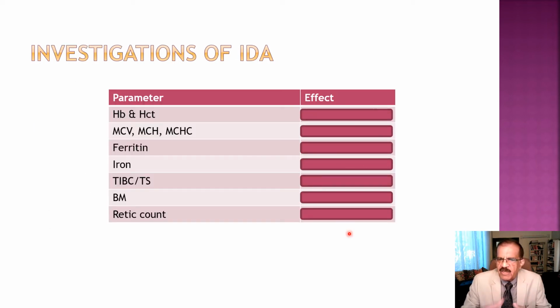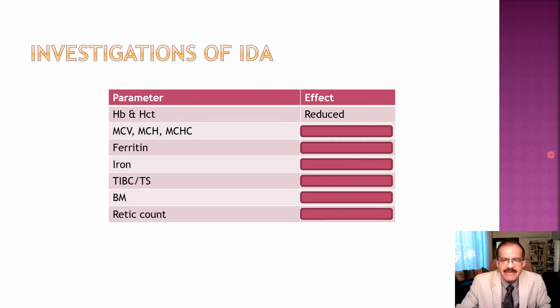Now let's do some exercise. Let's think your input. I will expose these one by one, and you will have some time to ponder and come up with the correct answer. So if we're dealing with a case of iron deficiency anemia, what would be the abnormality in these parameters?